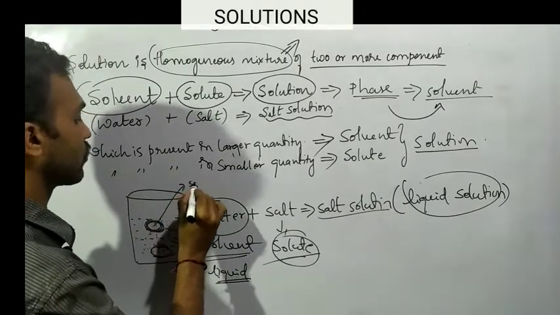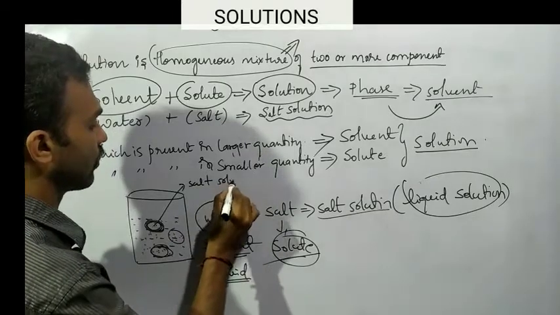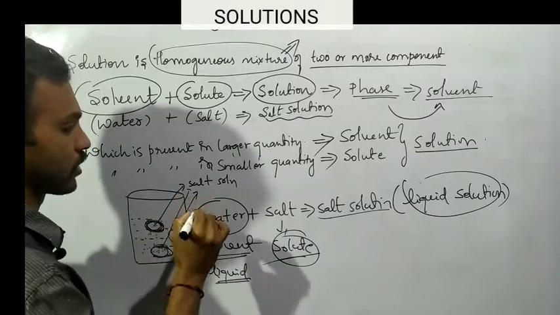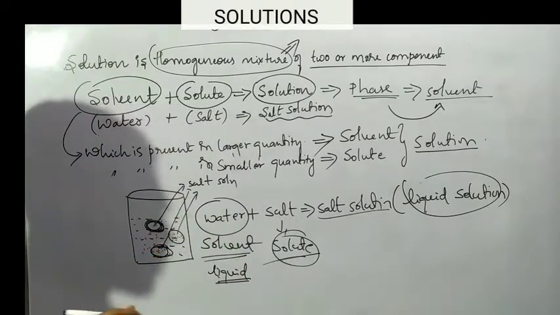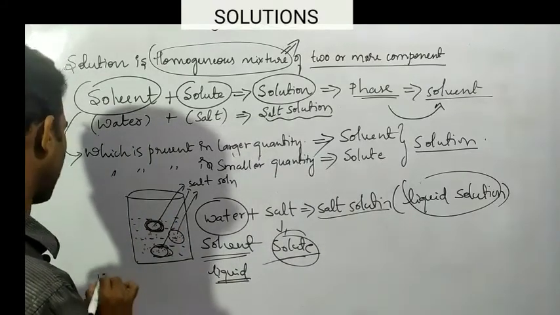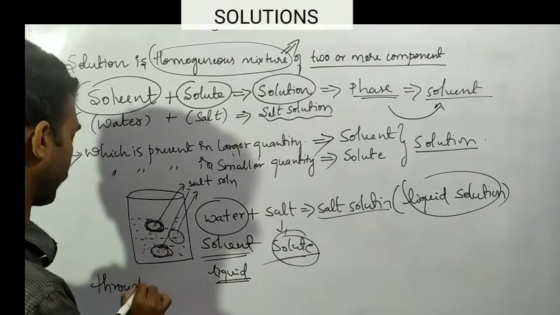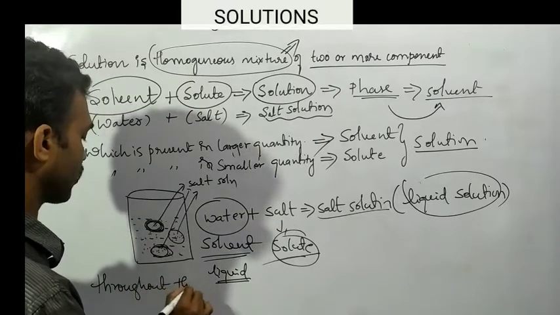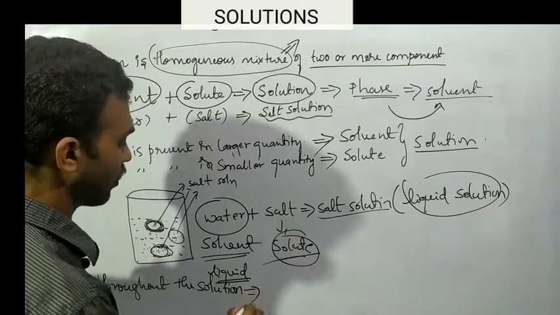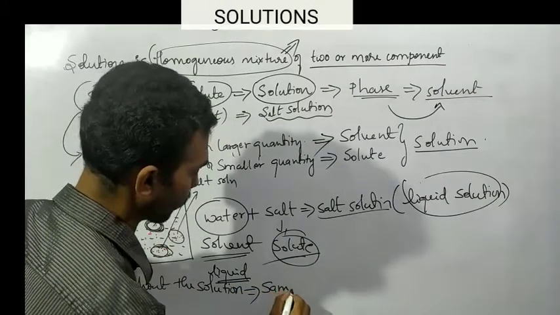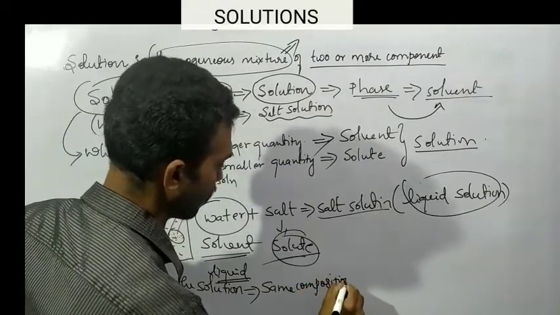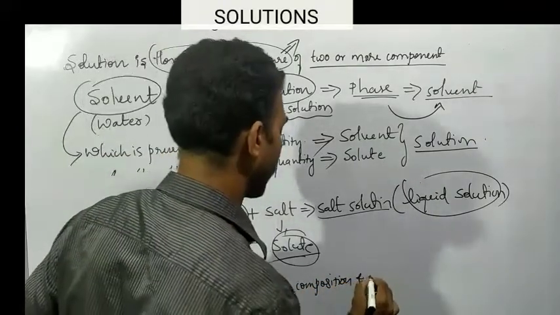So here you have what? Salt solution, and here also you have salt solution, and here also you have the salt solution. Means salt plus water, you have the components. So throughout the solution, you have the same composition and the same property.